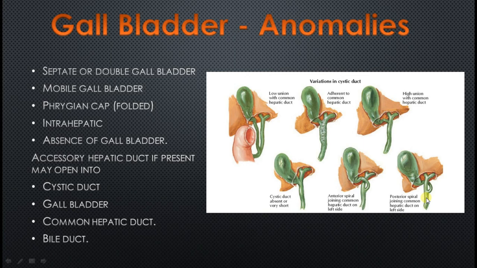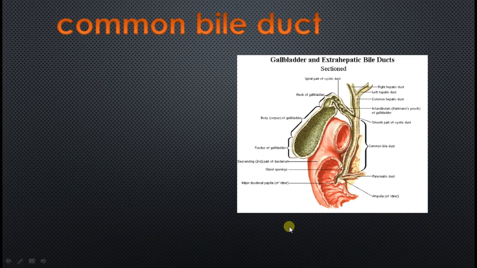So a knowledge of these is definitely necessary, maybe for the surgeon who is going to perform any procedures on the gallbladder, mostly the removal of gallbladder, which is called the cholecystectomy. So, a knowledge of these various types of anomalies is absolutely necessary to successfully perform the cholecystectomy.